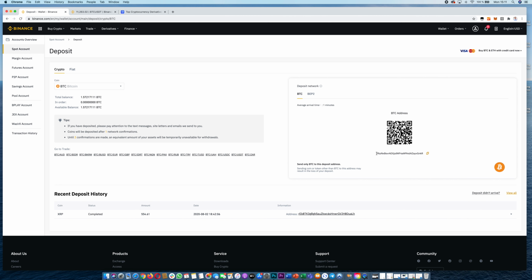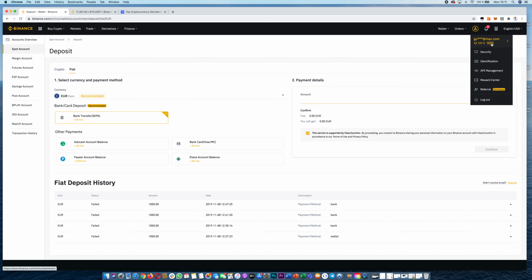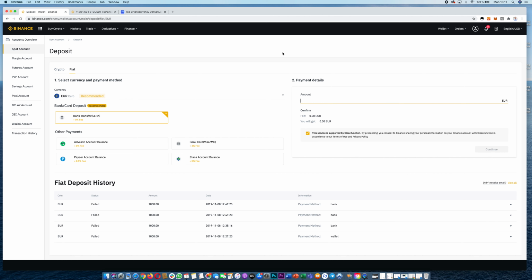If you want to deposit fiat, so for example euros, you have to know that you need to be verified on Binance. In order to do that, you need to click here, and then you can verify your account. They will ask you to upload a picture of your passport and a proof of address. And then it usually takes a couple of hours, and then you are verified.